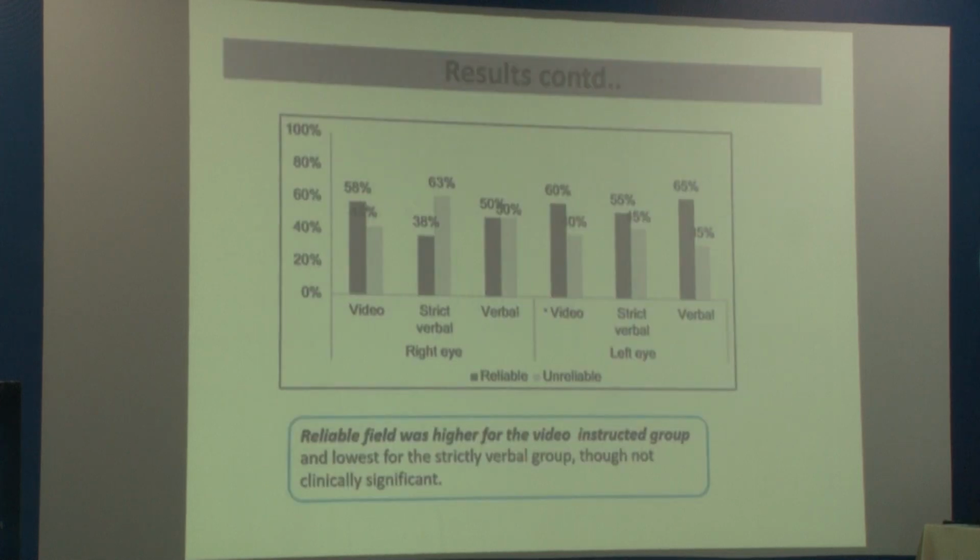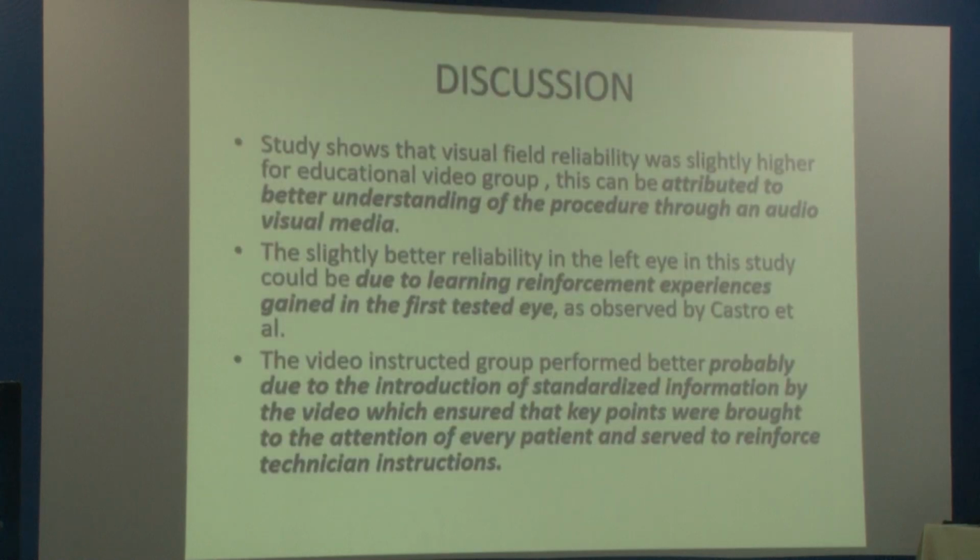So again, the reliable field was higher for the video instructed group for the right eye as well as for the left eye as compared to the other two groups. So the study saw that visual field reliability was slightly higher for the educational video group. This can be attributed to the better understanding of the procedures through an audio-visual media, and slightly better reliability in the left eye in this study could be due to learning reinforcement experiences gained in the first tested eye.